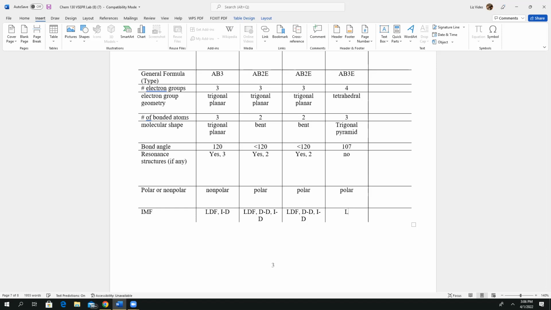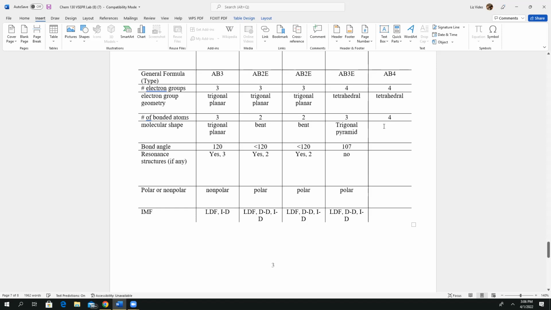Therefore, you have London dispersion forces, like all molecules do. Dipole, dipole. And if you had an ion around you, you could induce an ion dipole since you are polar. Next one coming up is silicon tetraiodide, and that is an AB4, which means it has 4 things around it, 4 areas of electron density, which makes it tetrahedral.